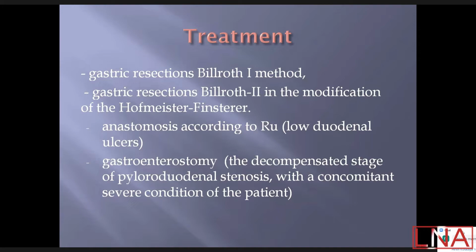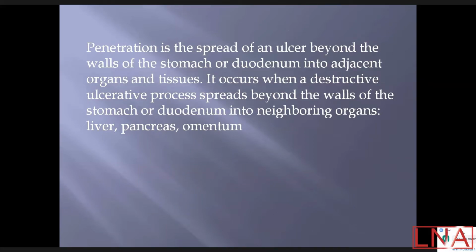In the decompensated stages of pyloroduodenal stenosis, accompanied by a severe condition of the patient, gastroenterostomy is the operation of choice. In case of peptic ulcer disease, the posterior colic anastomosis should be used, since the anterior colic gastroenteroanastomosis is often complicated by the development of peptic ulcer.